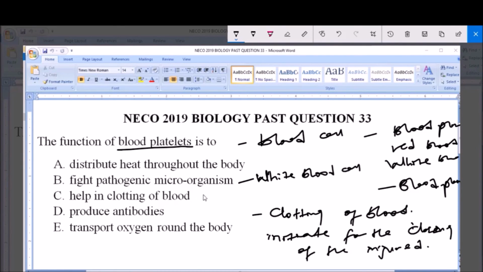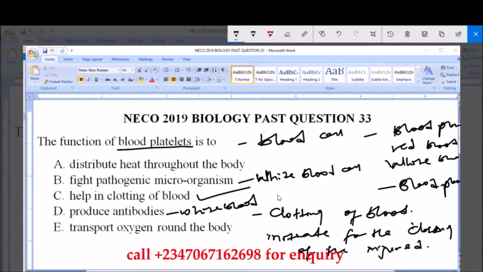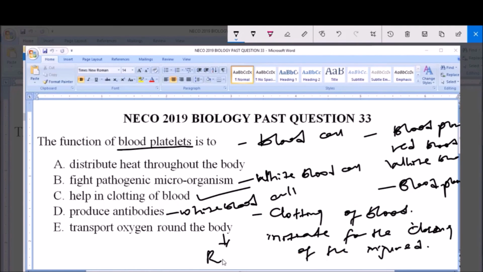C says help in clotting. Yes, this is the function of the blood platelets. D says produce antibody. This is the function of the white blood cell also. The white blood cells are responsible for the defense mechanism of the body. Then option E says transport oxygen around the body. This is the function of the red blood cell. The red blood cell is concerned with the transport of respiratory gases such as oxygen and carbon dioxide due to the presence of hemoglobin. So the function of blood platelets is help in clotting of blood, and that is option C.